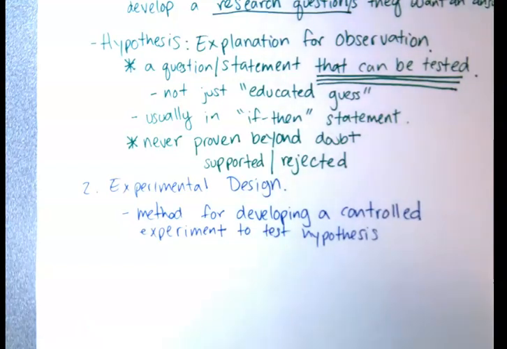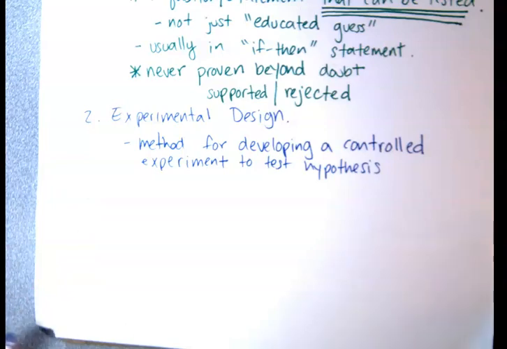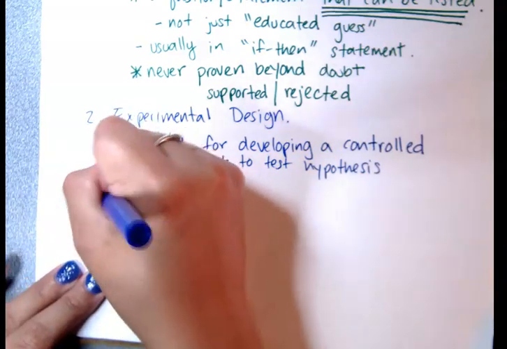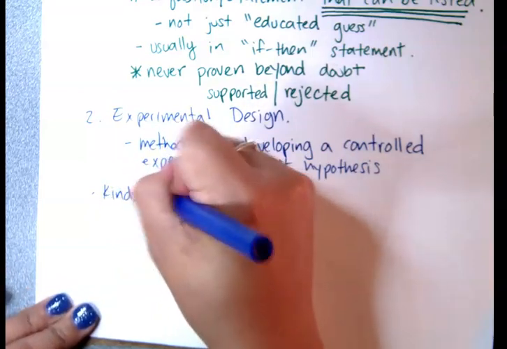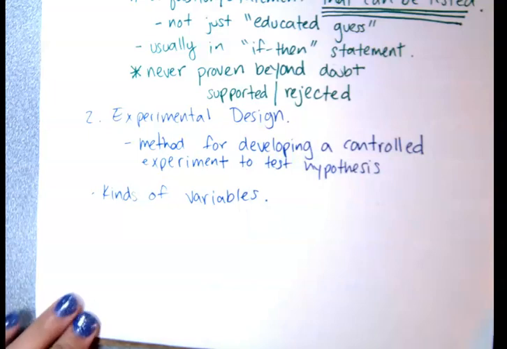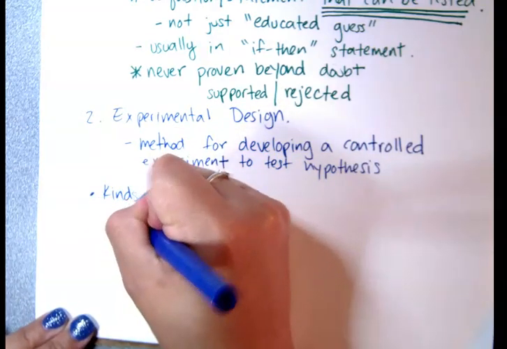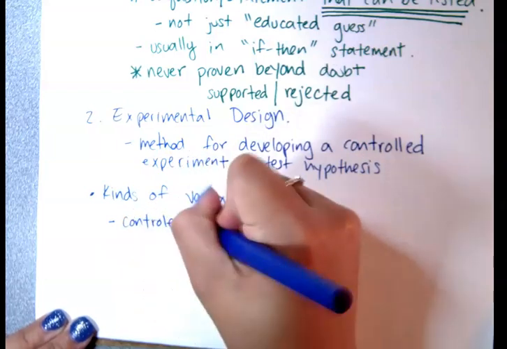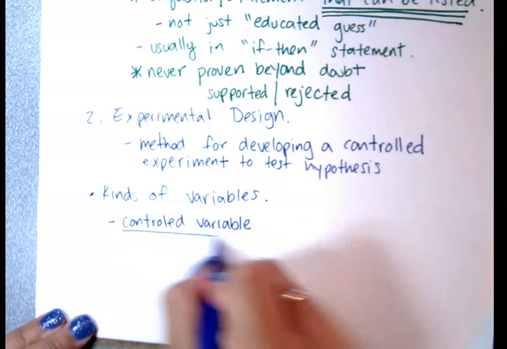All right, so when you are designing your experiment, you have to think about the variables. So what are the things that you are going to manipulate? And there's different kinds of variables. So we have kinds of variables. The first type of variable is going to be the controlled variable. So that's the first type.